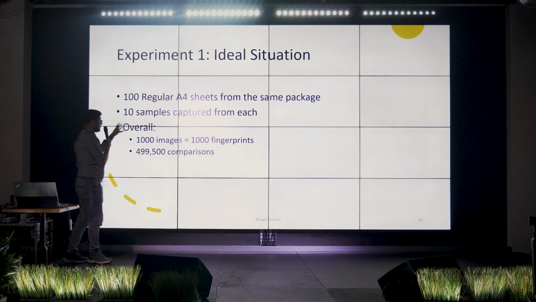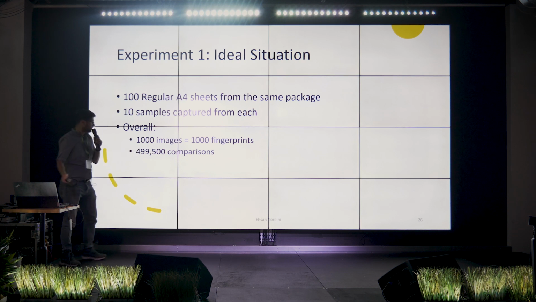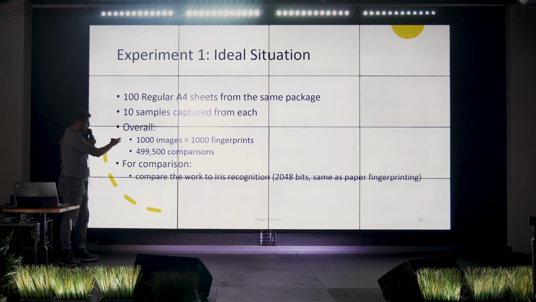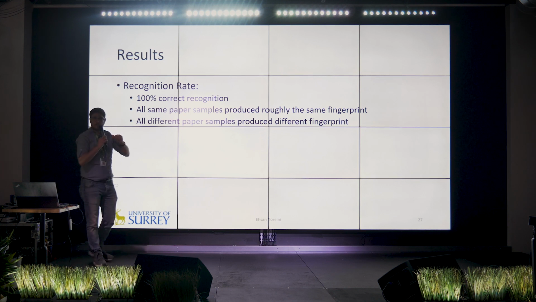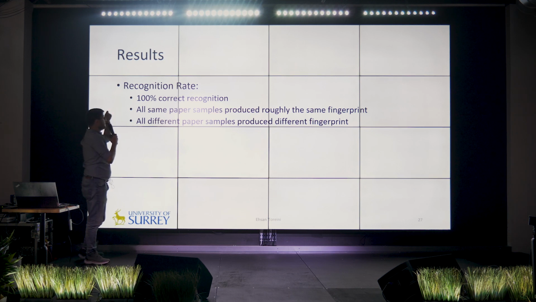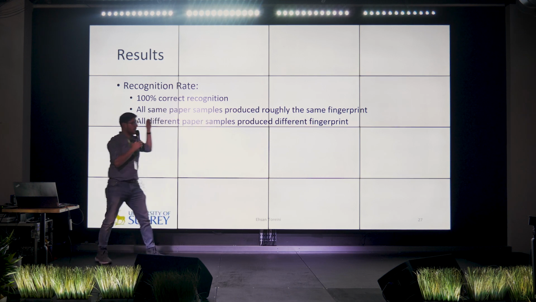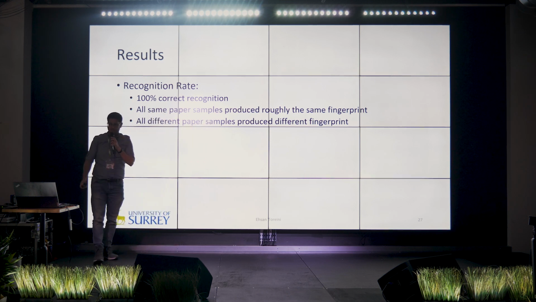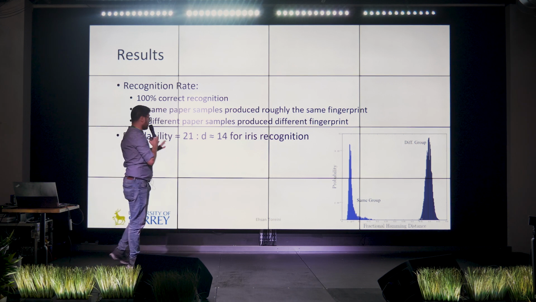So basically the point was we have 1,000 images. Can we differentiate which paper each image belongs to or not? As I said, for the sake of comparison, I'm going to compare our findings to iris recognition as well. So we managed to get what we wanted. It was 100% recognition rate, and all the same papers from the stack were recognized as same, and all the different ones were recognized as different. And that somehow was a very good start for our analysis.